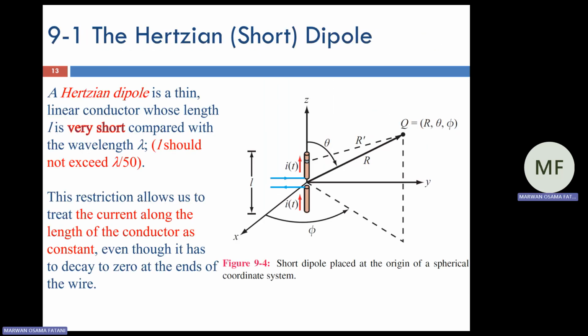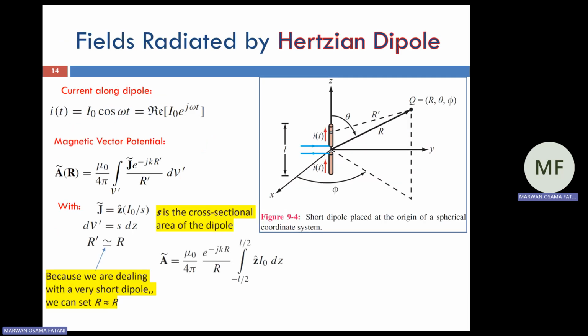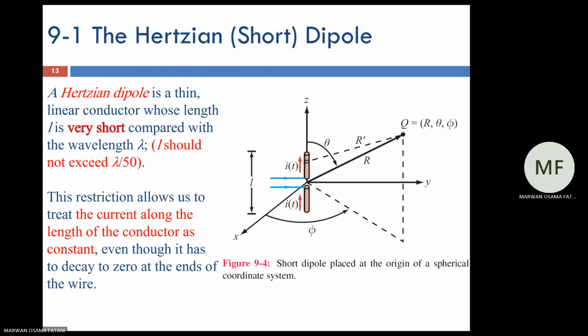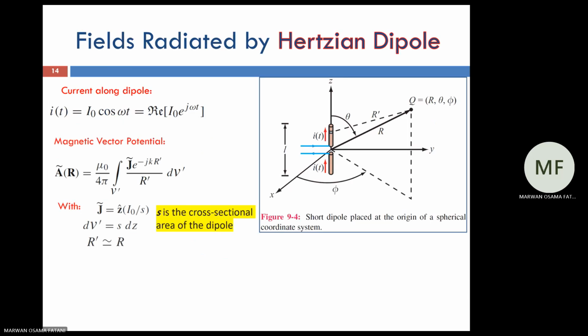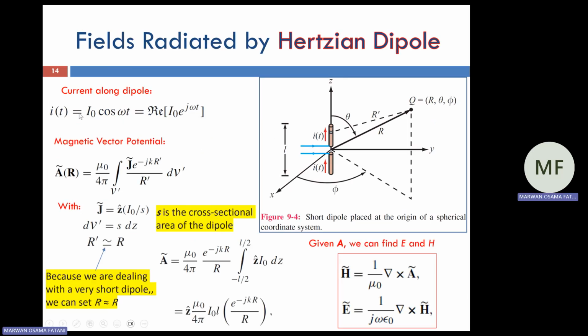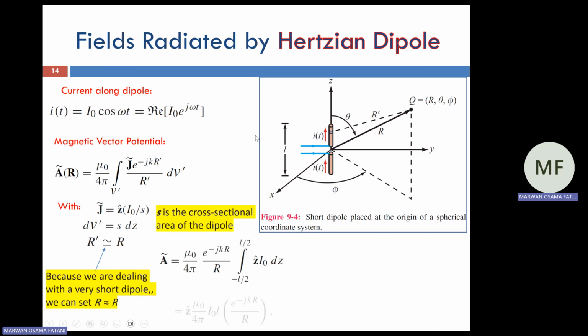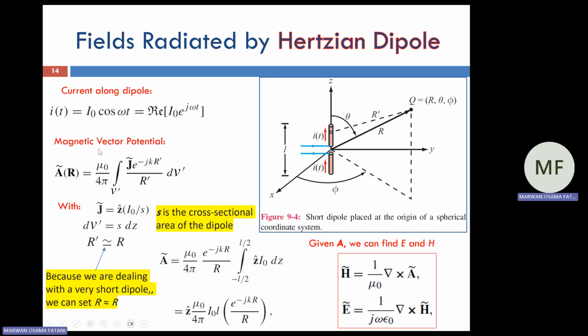So the electric field radiated outwards from the dipole. We have a couple of formulas that we can show. Okay. So firstly, we have the current along the dipole. We have the current multiplied by cosine omega t, which is a sinusoidal current wave because our generator is also sinusoidal. We have the magnetic vector potential. And then we have S, which is the cross-sectional area of the dipole.